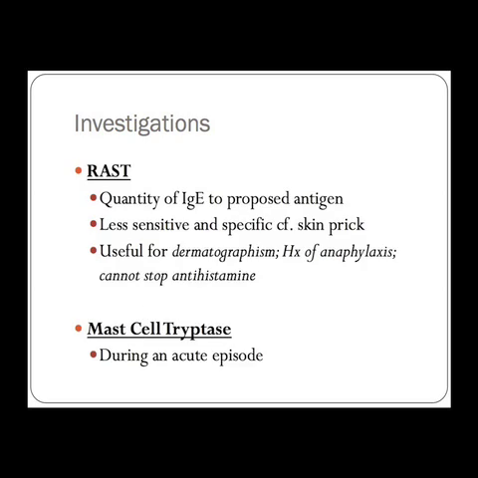The next investigation is the RAST test, which searches for the quantity of specific IgE to a proposed putative allergen. This is less sensitive and specific than skin prick testing, but is a useful alternative if there is dermatographism, a history of severe anaphylaxis, or if patients cannot stop their antihistamines for 48 hours. It is also possible to investigate allergy during acute episodes by searching with a blood test for mast cell tryptase, which is released from these cells during anaphylaxis. However, this must be done in the first 6 hours following allergen exposure.